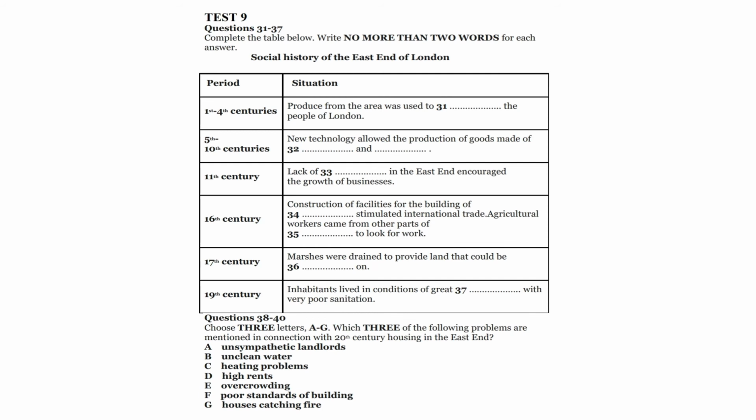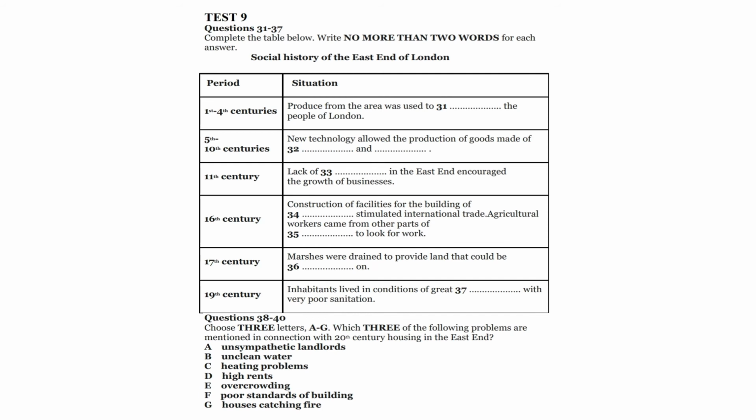In the 16th century, the first dock was dug, where ships were constructed, eventually making the East End the focus of massive international trade. And in the late 16th century, when much of the rest of England was suffering economically, a lot of agricultural workers came to the East End to look for alternative work.